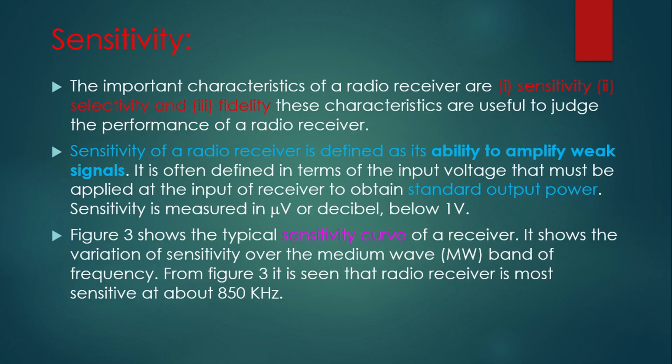That means the receiver possesses lowest sensitivity value, which means it is most sensitive at the frequency that is 850 kilohertz. It clearly means that a receiver with lower sensitivity for a given frequency possesses better ability to amplify weak signals.